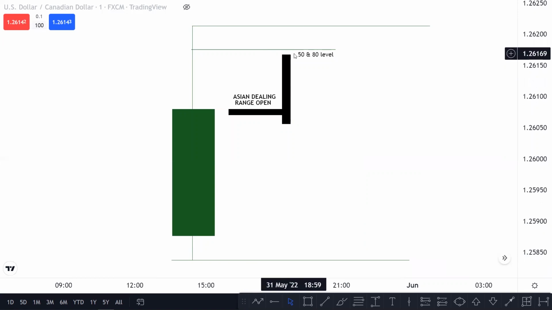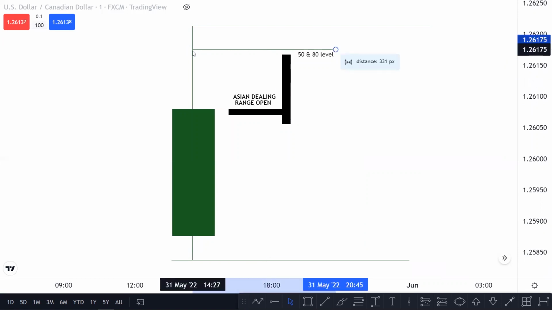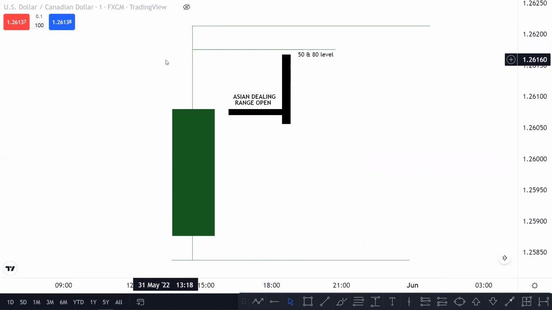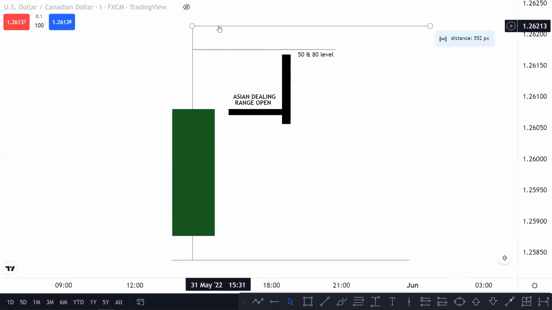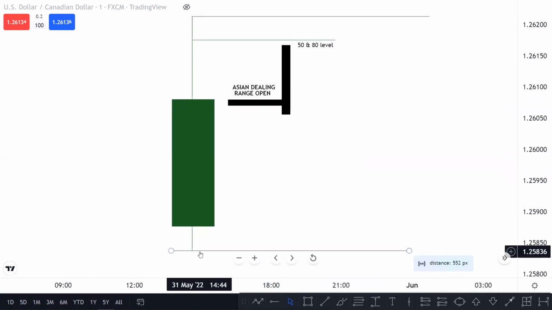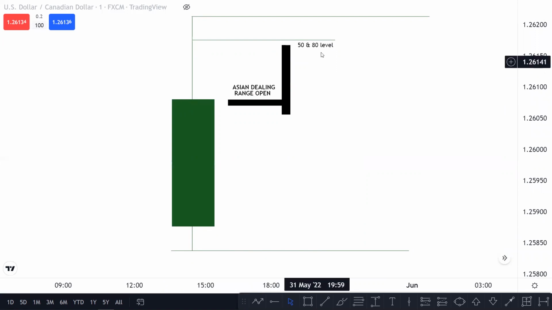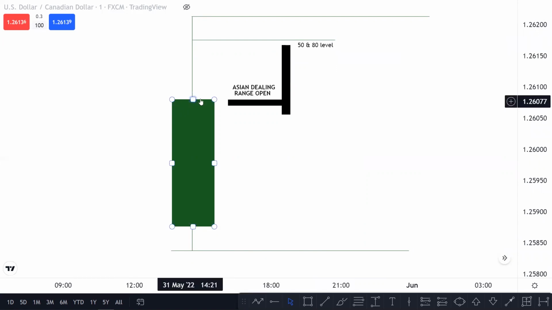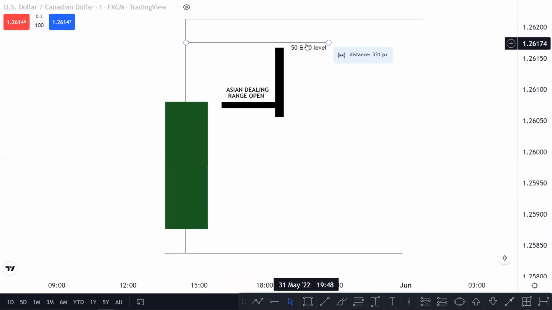Price hits either. Remember, we are going to repeat this many times. Between this high and the low on this day, I am looking for these two levels, either in this candle's body or between the highs and lows.